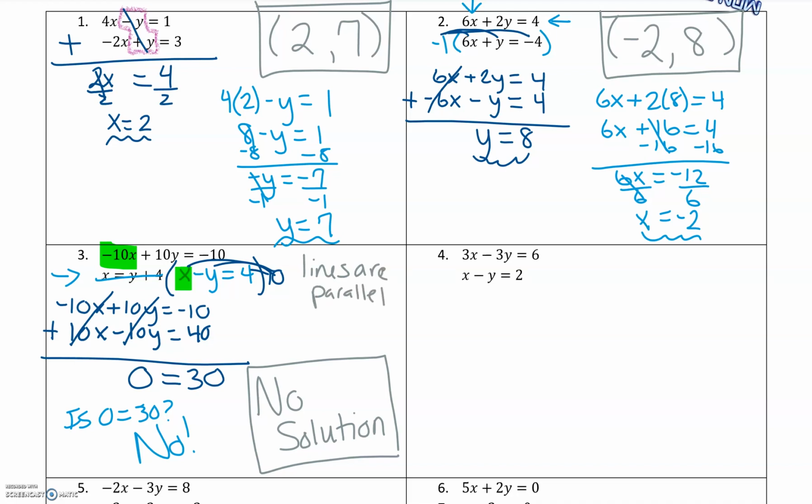Okay, and if you remember what parallel lines are, they're two lines that run next to each other and never ever intersect. So that's one of our special cases. You'll want to make sure that you understand that if you get something like 0 equals 30, that means there is no solution. There will never be an ordered pair where these two intersect.